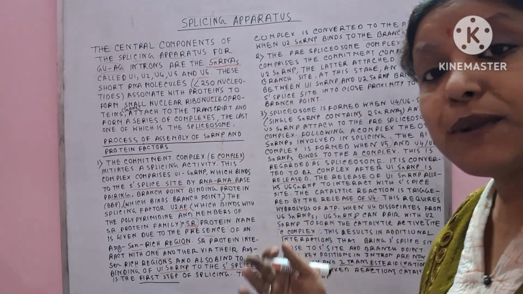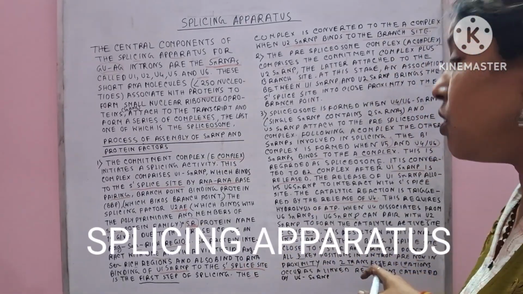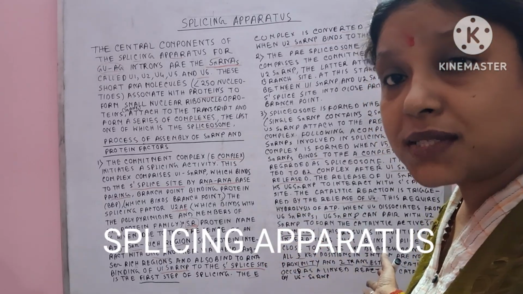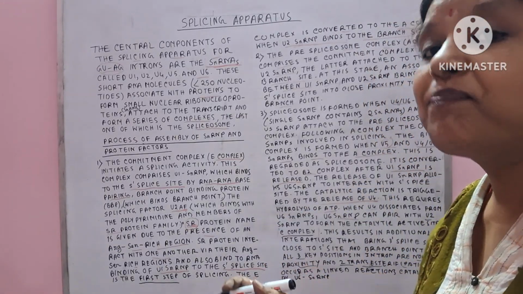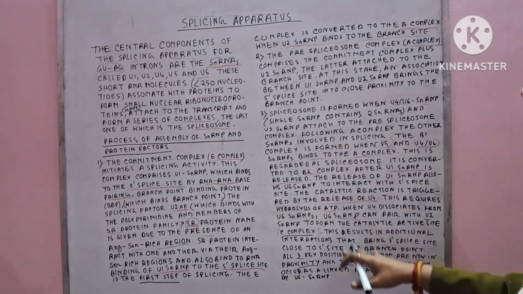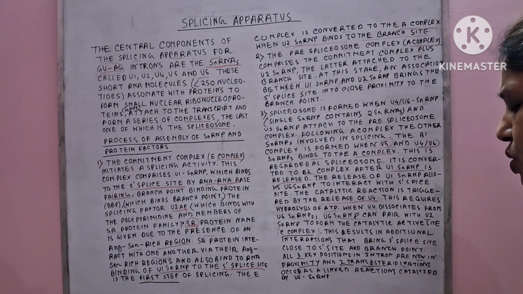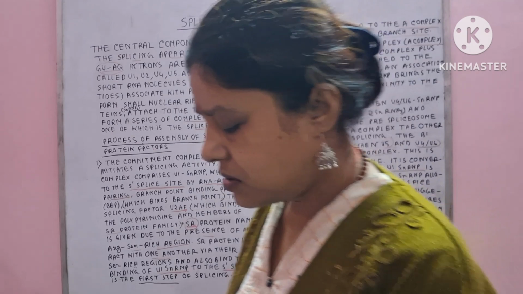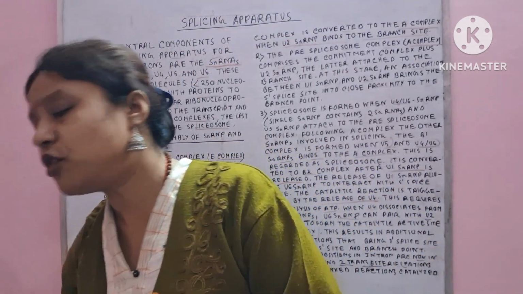Okay, I have explained the transesterification and what happens in it, so it is already present on my channel, so you just check out that one. And in that way the spliceosome formation is completed. Okay, in that way the spliceosome formation is completed.